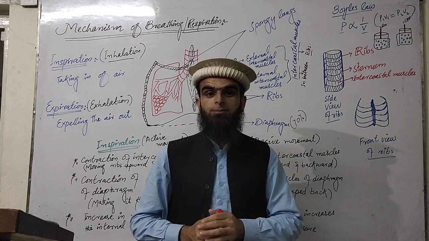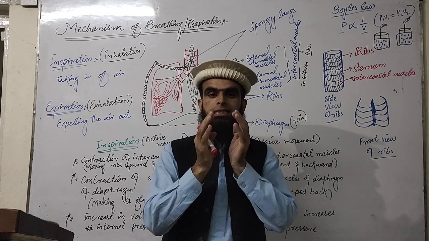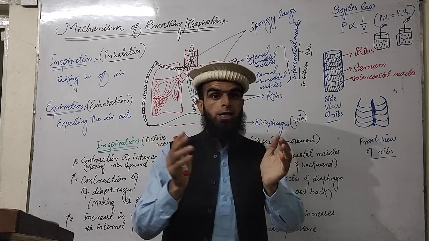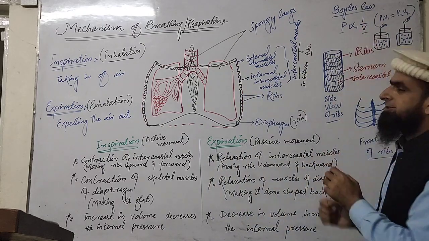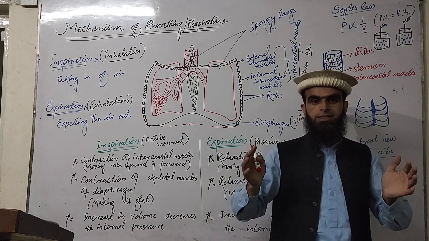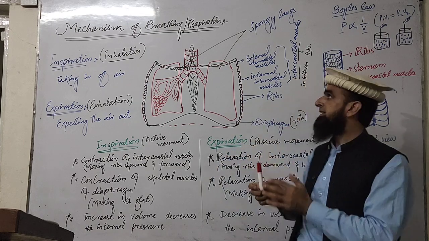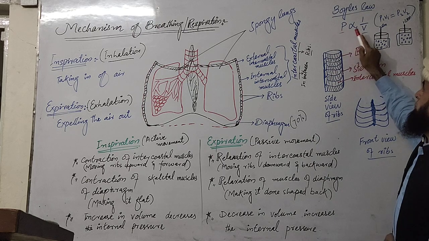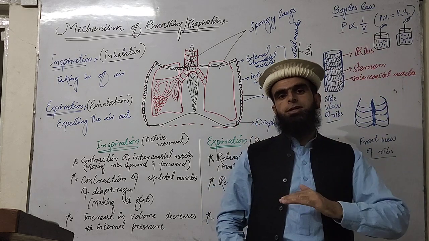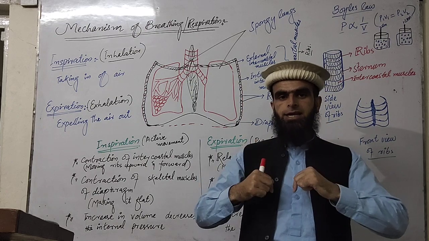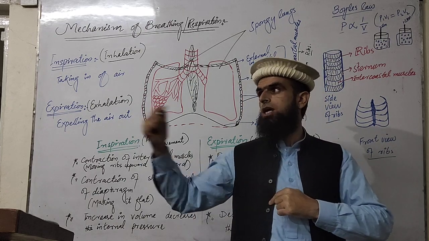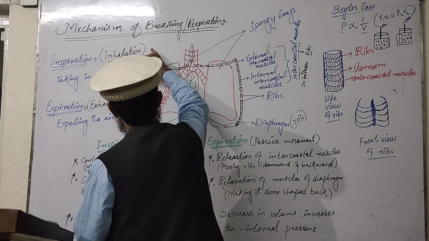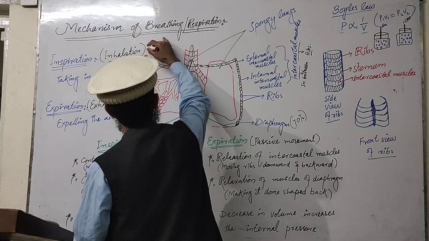Due to which the spongy lungs are expanded. When they expand, the volume is increased. When the lungs are expanded, the volume inside the lungs is increased, and volume is inversely proportional to the pressure. So what would happen when the volume is increased? Pressure will be decreased. This means the pressure inside the lungs is decreased as compared to the external pressure, because outside the body the external pressure is 760 millimeters of mercury.